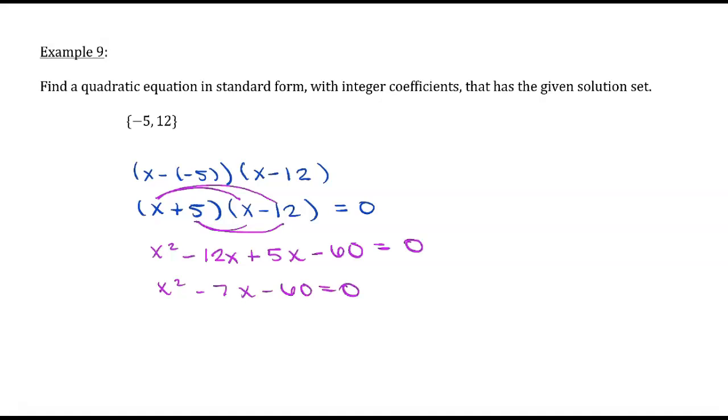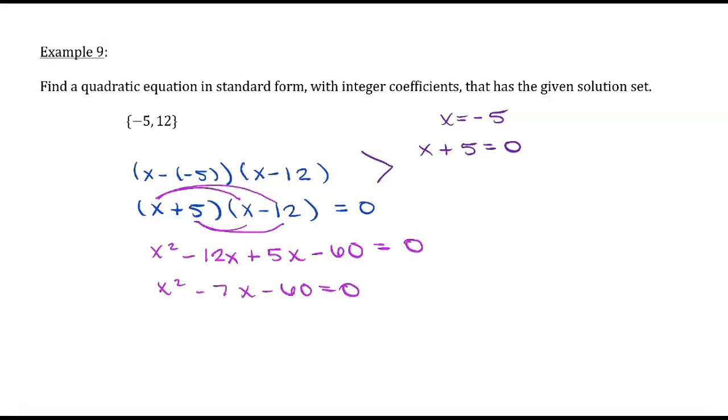If this beginning part was difficult to wrap your head around, consider looking at it a different way. We want one of our solutions to be x equals negative 5. Adding 5 to both sides of this equation gives us x plus 5 equals 0. So we want x plus 5 to be one of our factors. It's like using the zero factor property in reverse.